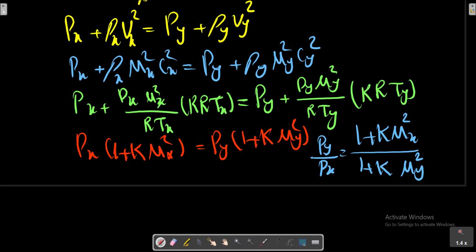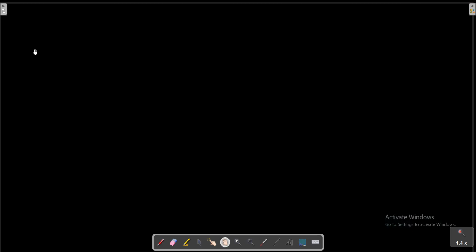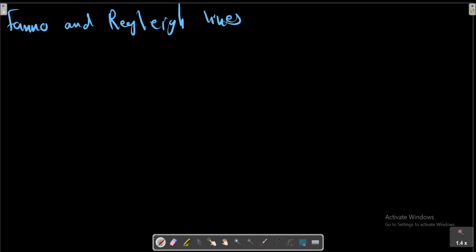We have two relations, the Fanno and Rayleigh relations. Combining the Fanno and Rayleigh lines, we can obtain this relation for the Mach number at point y squared.